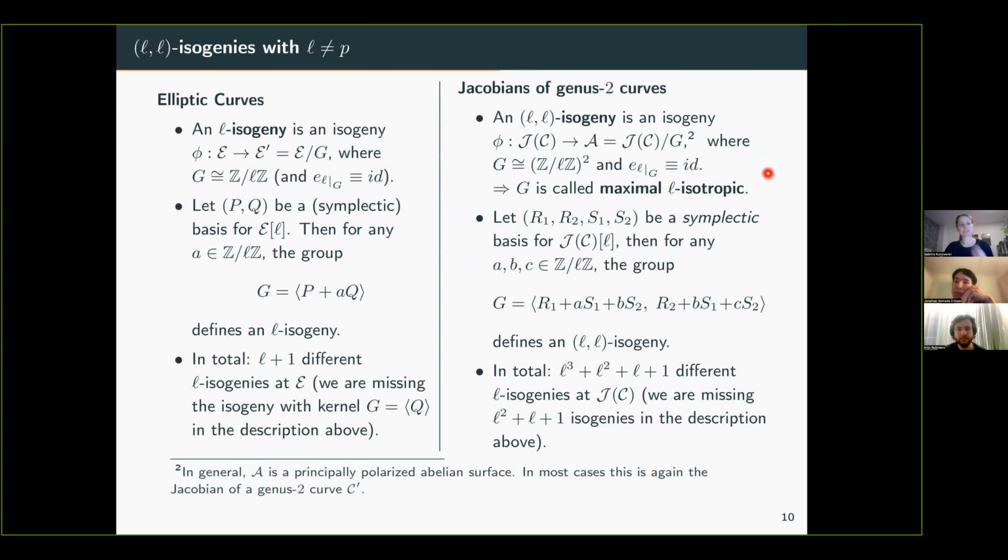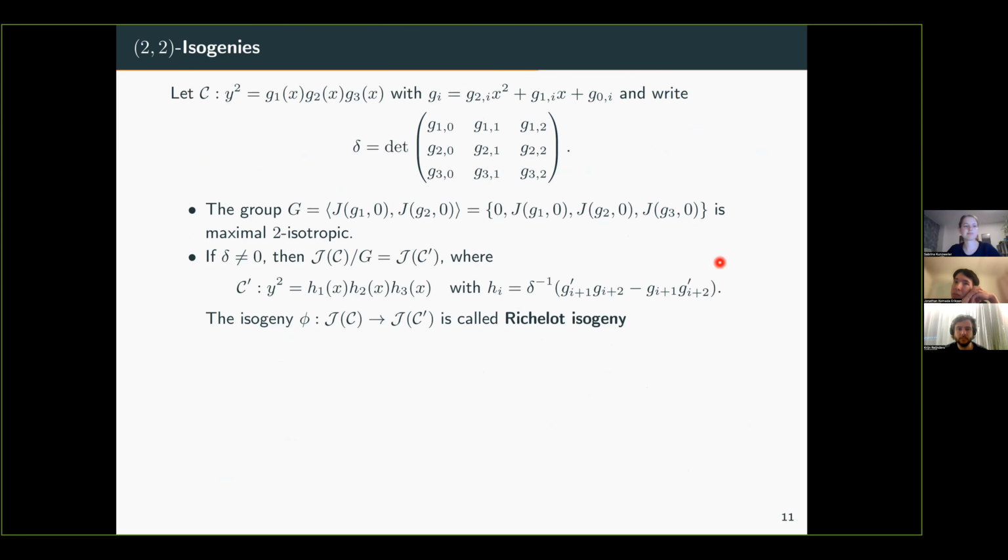I think this was what I wanted to say in general about L-L isogenies, and from now on we will stick to the case where L is equal to 2 and just look at 2-isogenies. And 2-isogenies are also called Richelot isogenies, and they have the advantage that compared to other L-L isogenies, they are very easy to represent. And here I've written down the formula.